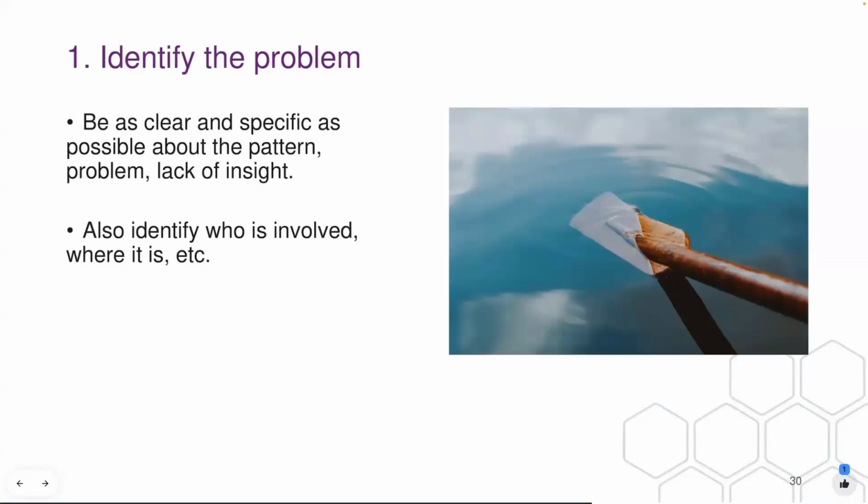So step 1, identify the problem. Once you've identified the problem, you're going to want to be as clear and specific as possible about the pattern, problem, or lack of insight. So you'll want to identify who is involved, where it is, etc. And what this will do is help you to define your research question.